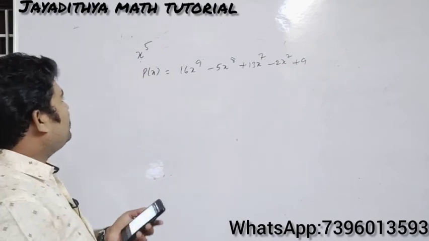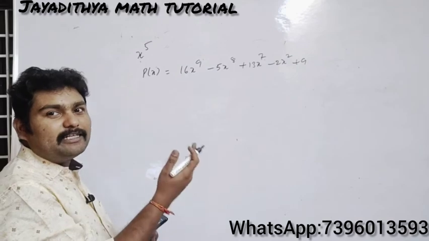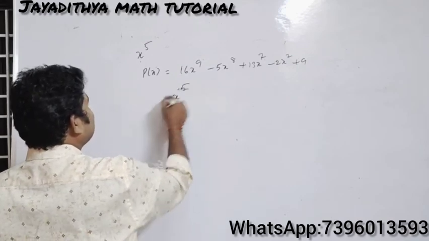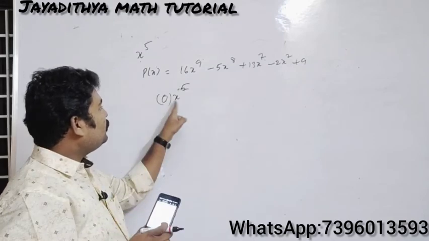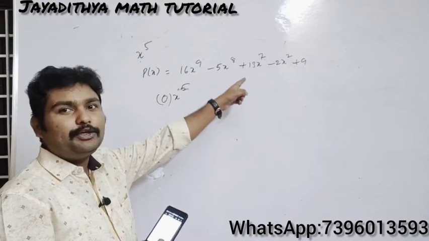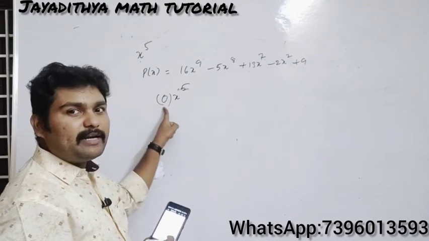Minus 2x square plus 9. Can you see any term with x power 5? We don't have any term with x power 5. So you can write the coefficient of x power 5 is equal to 0. When the coefficient of x power 5 is 0, then this complete value will be 0, so there is no need to represent it. So you don't have x power 5, therefore your coefficient will be definitely 0.